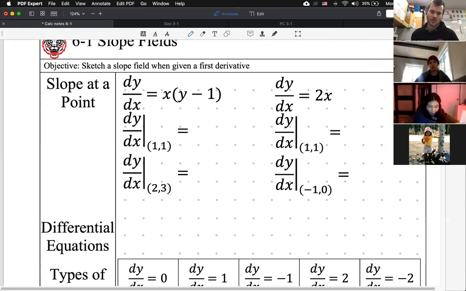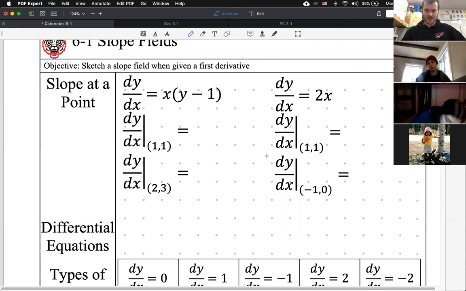So, slope at a point. If I gave you some sort of differential equation, and said, hey, I know what y prime is. Y prime, or dy dx if I want to be more formal, or the derivative of y with respect to x if I'm being extremely formal, is equal to x times the quantity y minus 1. So I've given you y prime.